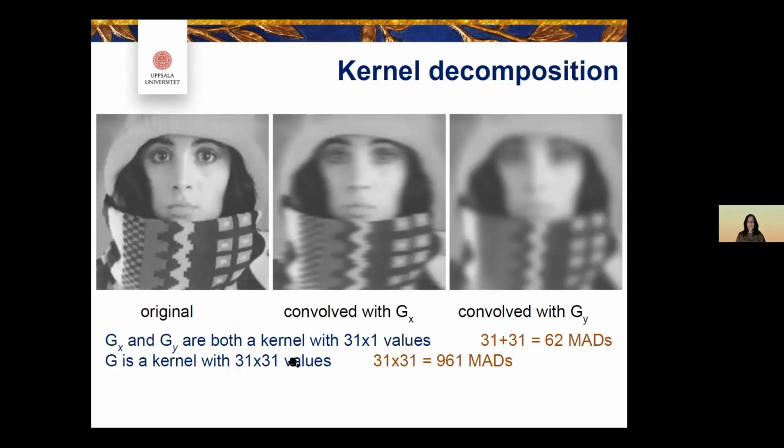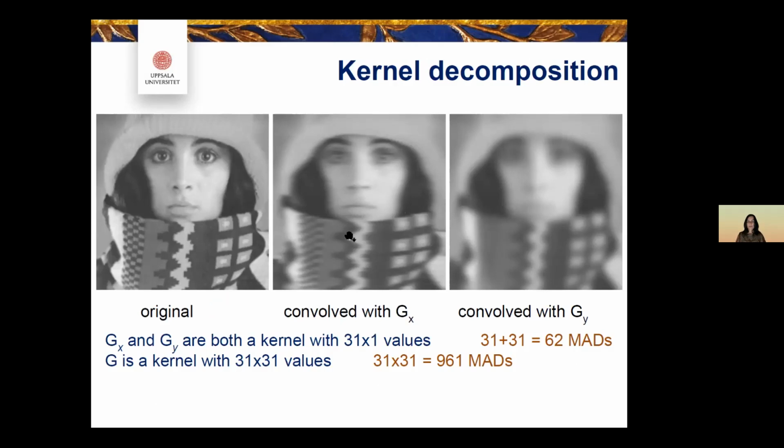So how big are the advantages? Let's take a look at this example. We have an original image, and what we are proposing now is to filter this image with a 1D Gaussian, which means that we are separating, decomposing our Gaussian filter into its two components, horizontal and vertical.